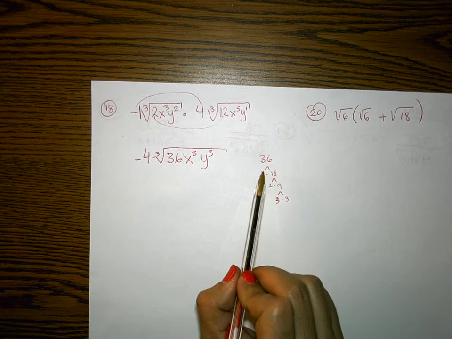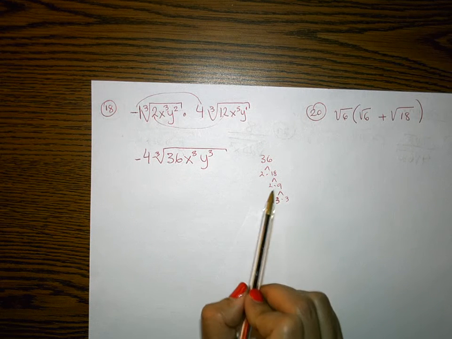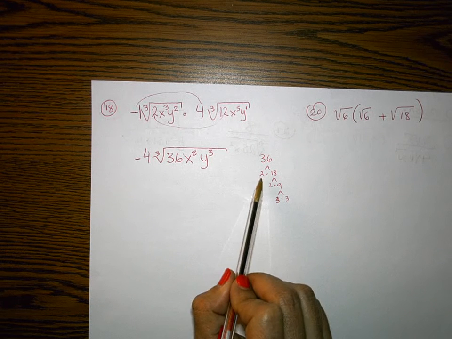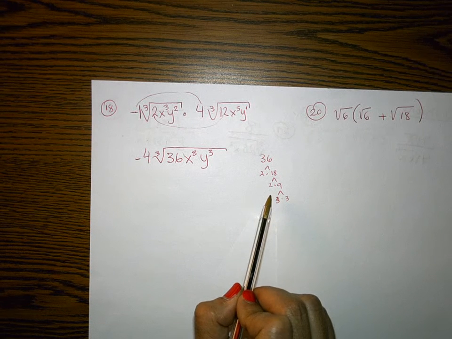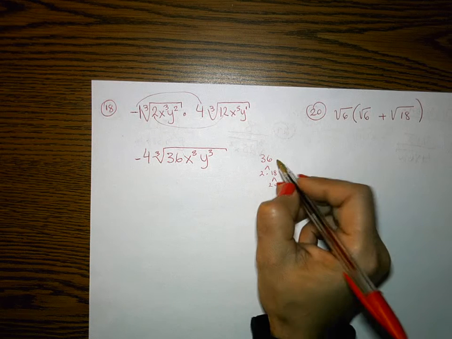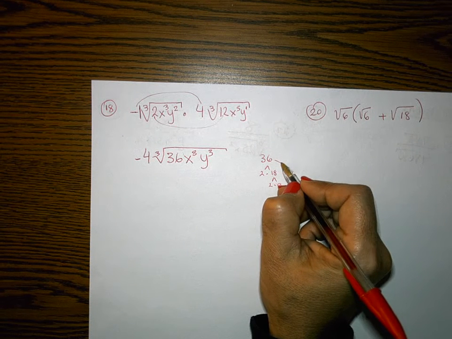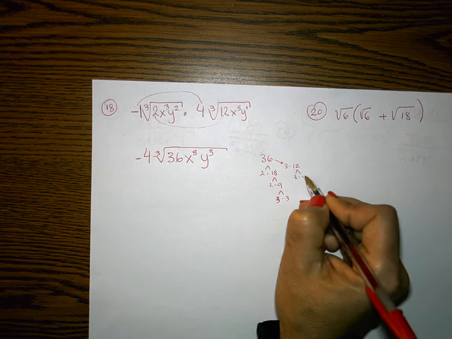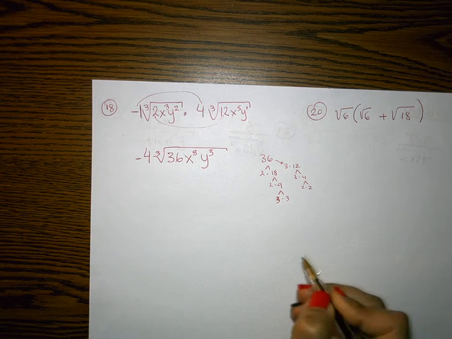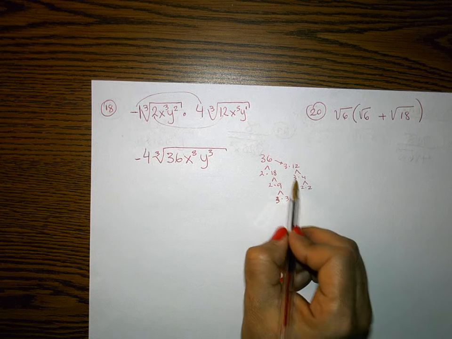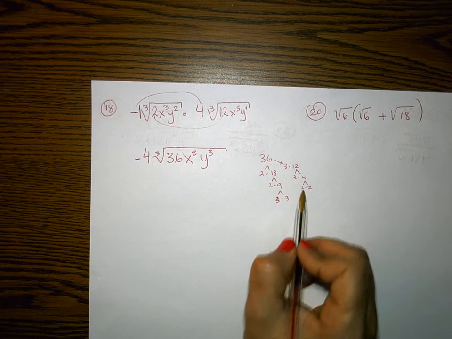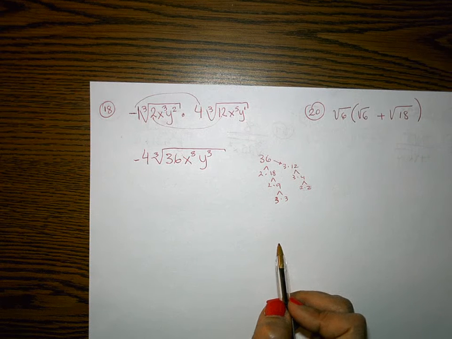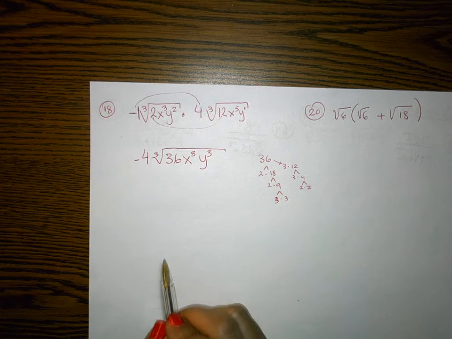So 2 times 18 is 36. 2 times 9 is 18. But this is 3 times 3. So there's really not anything that would become a set of 3 here. Maybe this is 3 times 12. But 12 is 3 times 4, and then 4 is 2 times 2. So it doesn't matter how you do it, you're not going to see a set of 3. I see a set of 2, but we're not taking the square root. We're taking the cube root. Okay? So there's nothing I can do with 36.